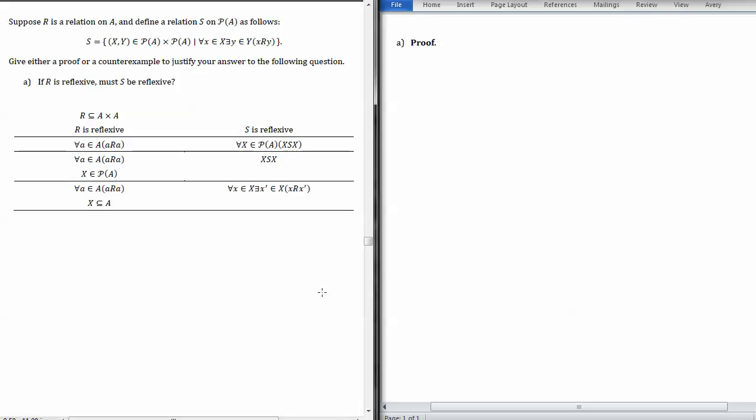All right, and there's a universal statement we're trying to prove, so we can let x be an arbitrary element of capital X, and then we have this existential statement left over to show.